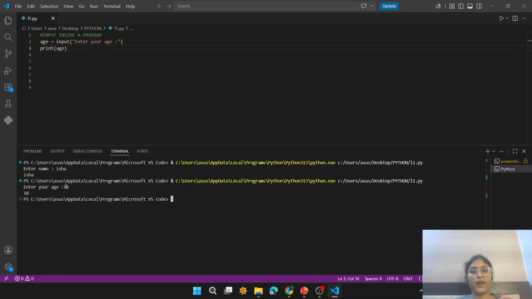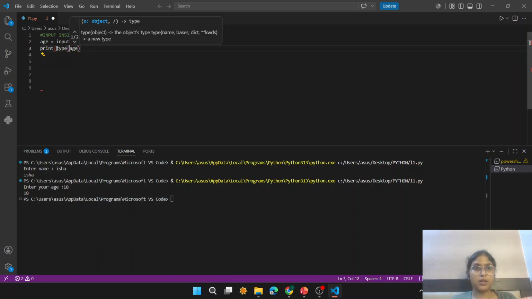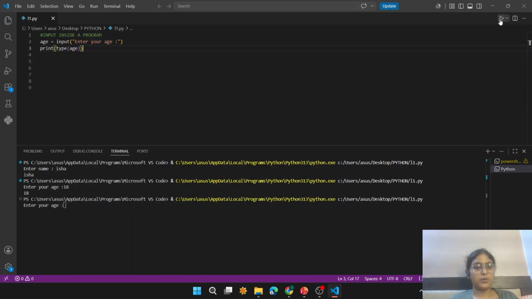Here the value 18 looks like a number, right? It looks like a number, but no, it is not. Whenever we use the input function, Python stores everything as text by default. Let me show you. Rather than printing the age, I am printing the type of age. Let's see what happens.